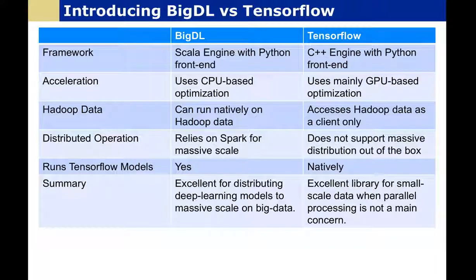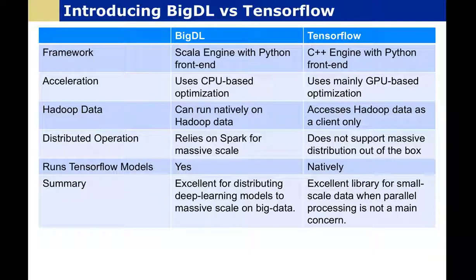All right, let's compare BigDL versus TensorFlow. In the framework, TensorFlow provides us a C++ engine with a Python backend. BigDL gives us a Scala engine with a Python backend. Now, acceleration, again, as we talked about: BigDL is using primarily vectorized CPU-based optimization, while TensorFlow is giving us mainly GPU-based optimization. Now, Hadoop data: BigDL allows us to run natively on Hadoop data, whereas TensorFlow accesses Hadoop data as a client only.